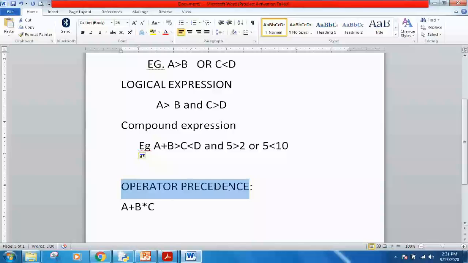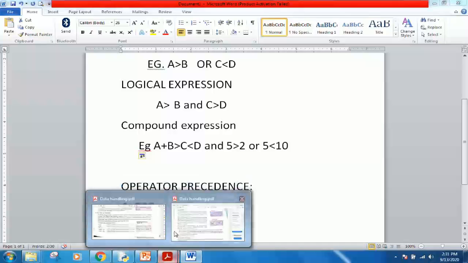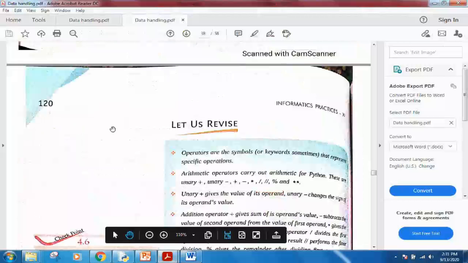So whenever you have an expression, now let me tell you the meaning of operator precedence. Whenever multiple operators are present in an expression, how can you decide which operator will be executed first, which next and which last? This is decided by the operator precedence rules of the Python language. In the book I can show you. In the book you can see that there is a table given.